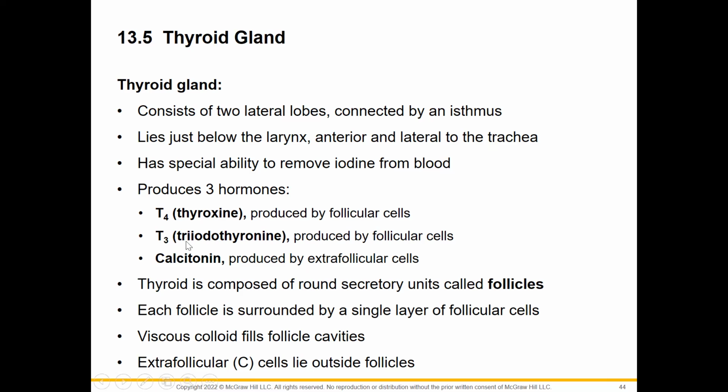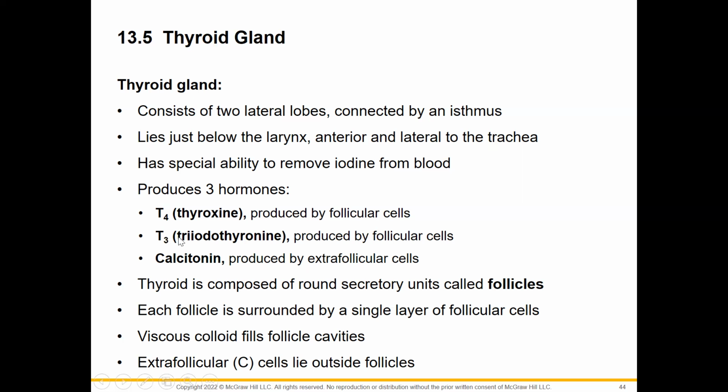So T3's name is triiodothyronine. It probably will help you understand why it's important for the thyroid to have this special ability to remove iodine from the bloodstream by looking at these hormones.